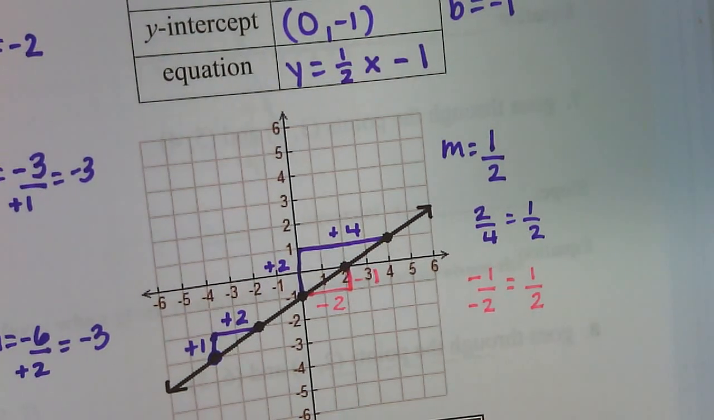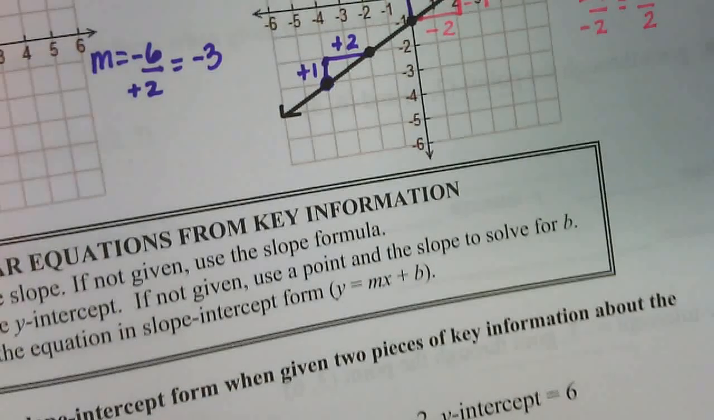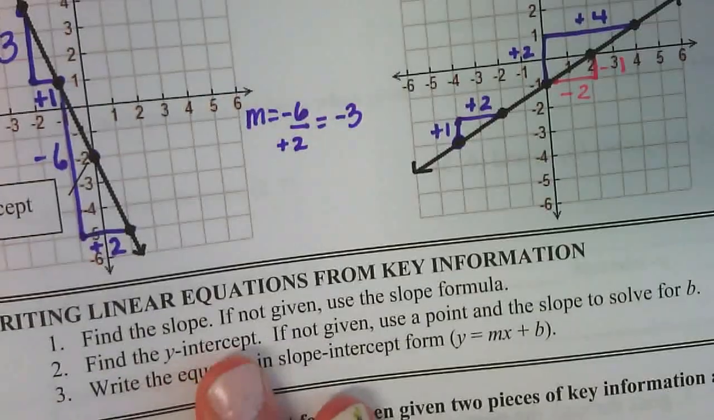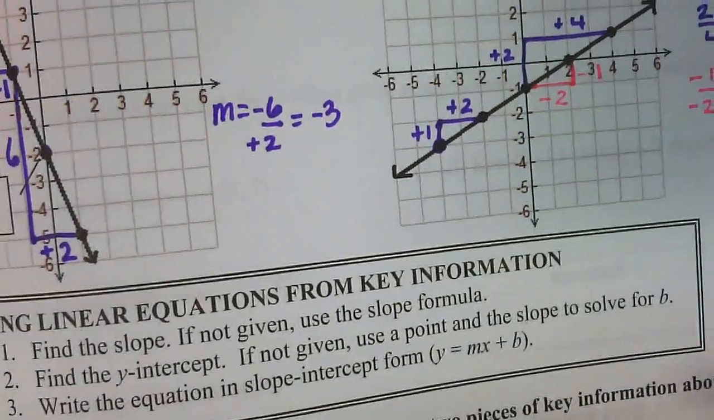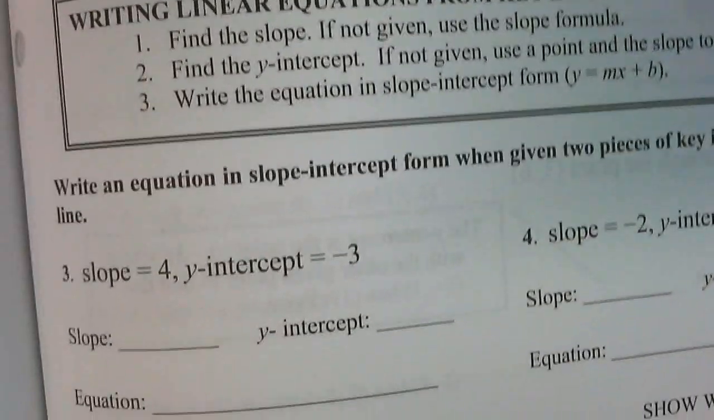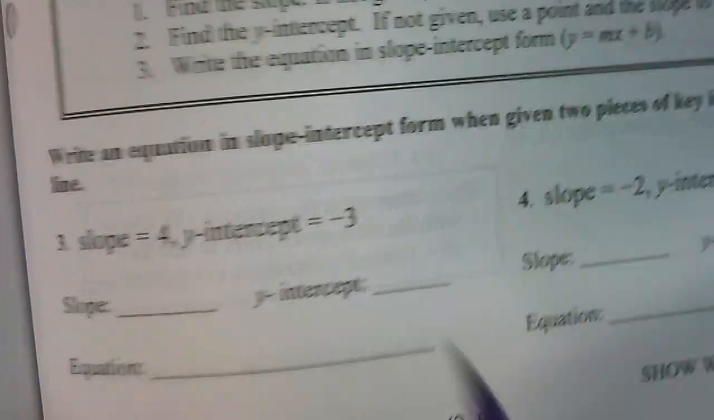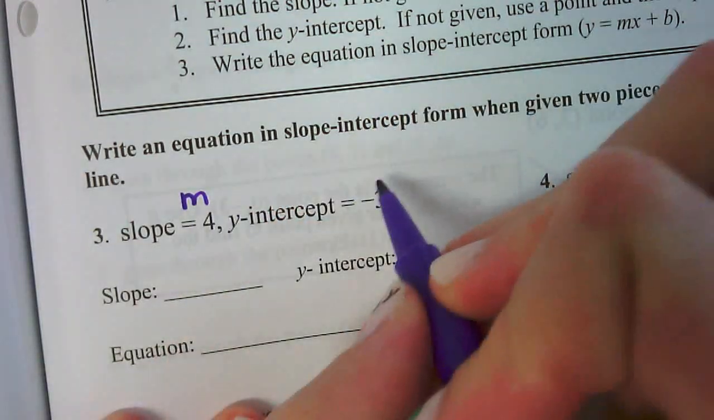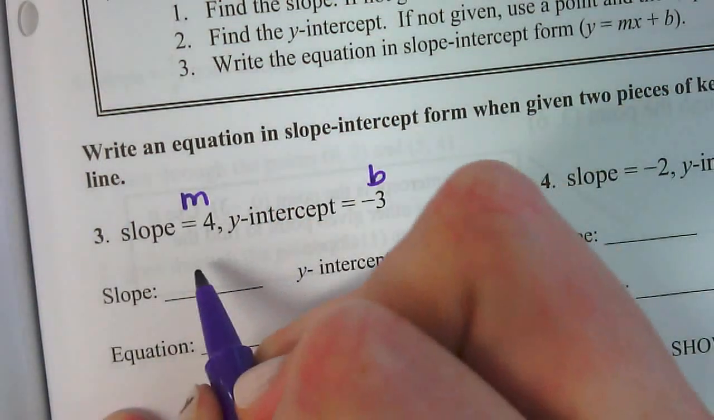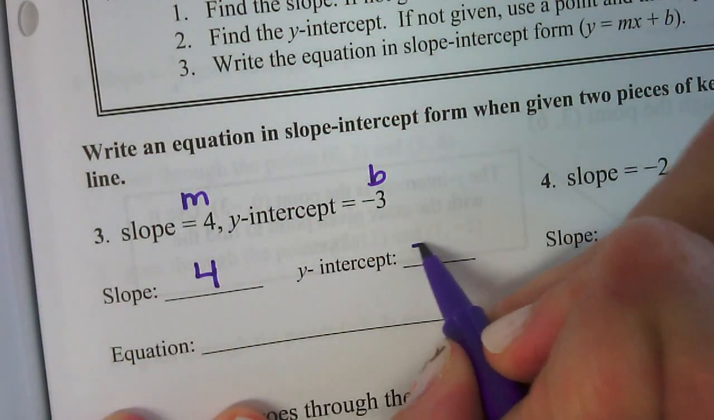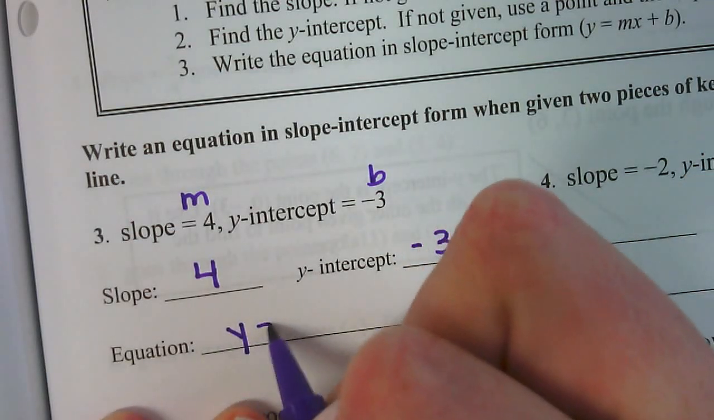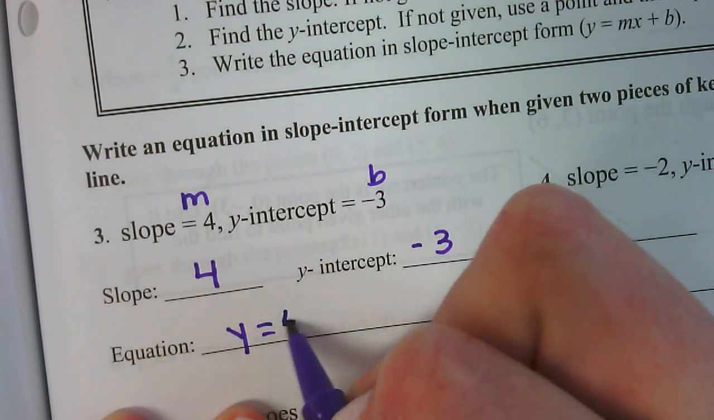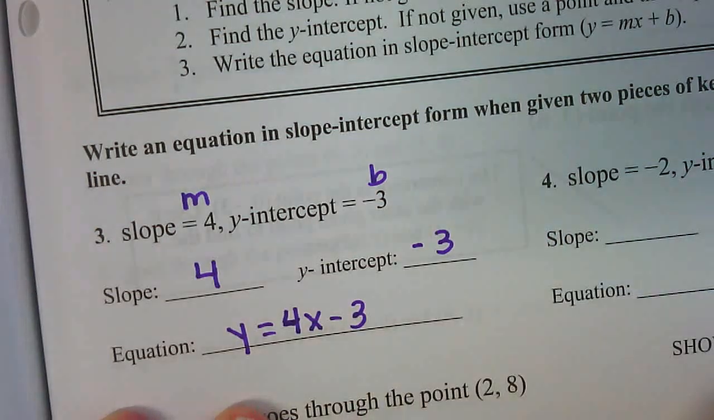Okay. All right, next. Our section here says writing linear equations from key information. So it's all going to depend on what we're given. Okay, in this first section, we're given our slope and we're given our y-intercept. So we can just write those down and fill those into our equation.